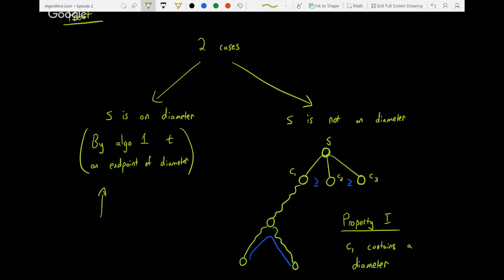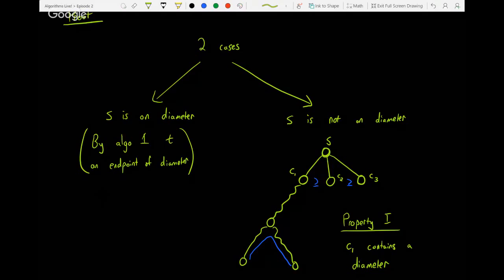Here's the basis step. If I'm on the diameter, then I'm definitely finding the endpoint of my diameter. But if I'm not on the diameter, then there will be a diameter down the deepest subtree. And that's what this property I is. So this argument works in an inductive way.